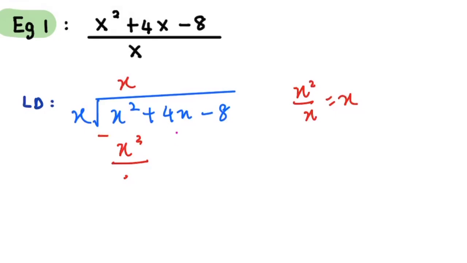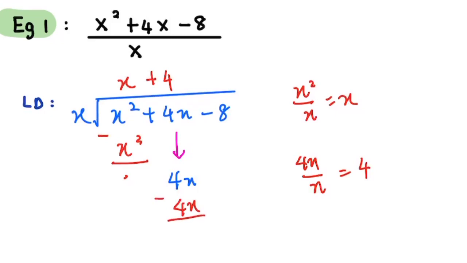For the next term, let's bring down the next term, which is 4x. Again, let's divide this term with your divisor. 4x divided by x is equal to 4. So let's write here plus 4. Now let's multiply x times 4, so this is 4x, and then let's minus this. This is also equal to 0. And let's bring the next term down, which is minus 8.